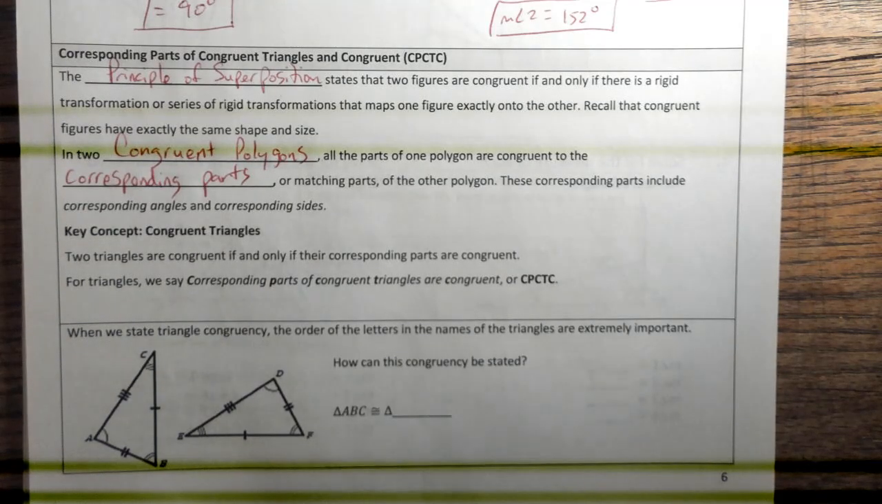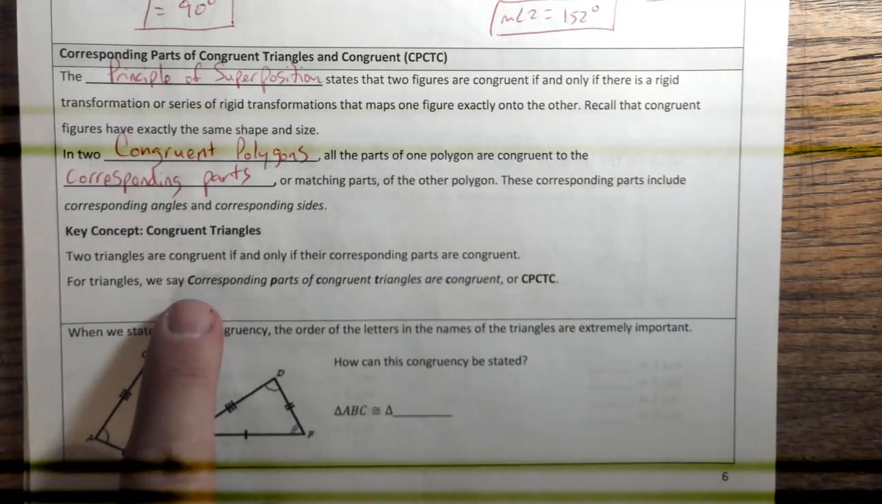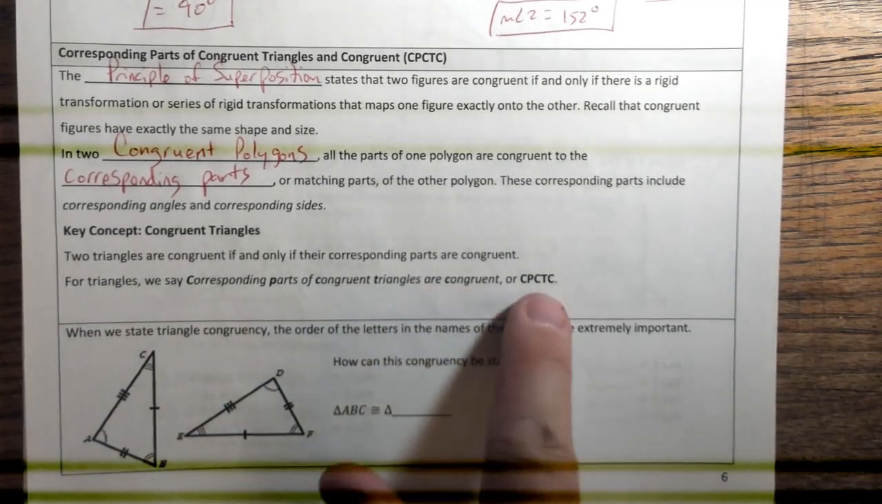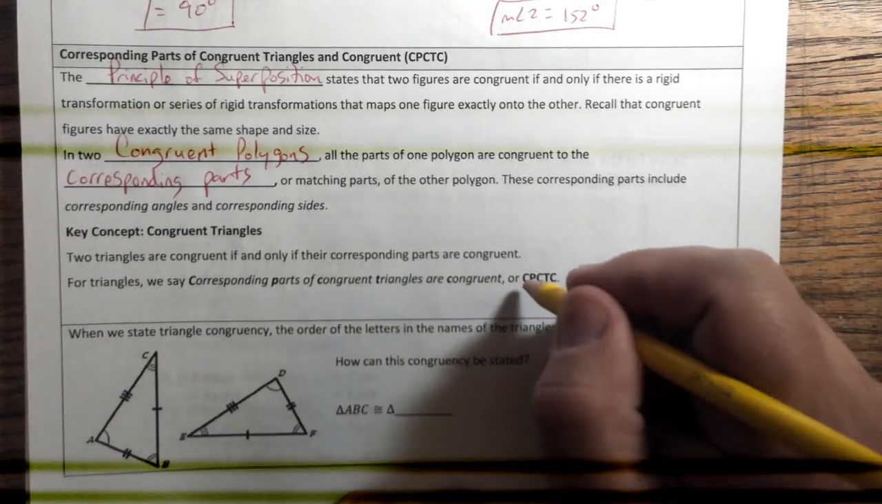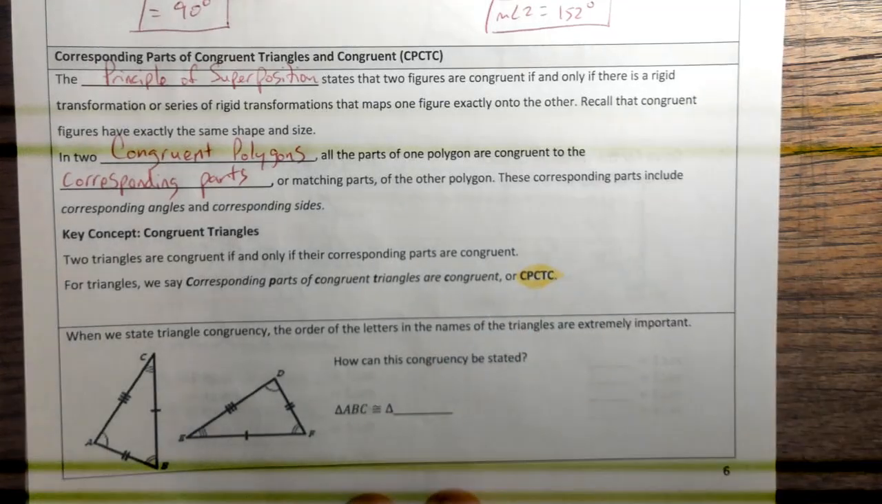Key concept, congruent triangles. Two triangles are congruent if and only if their corresponding parts are congruent. So for triangles, we say corresponding parts of congruent triangles are congruent, or CPCTC. We're going to use CPCTC a lot with proof, so I've already written it on the board. Please commit this to memory. CPCTC. Corresponding parts of congruent triangles are congruent. Because we're going to prove triangles congruent, and we're going to have other parts left, but once we prove they're congruent, the other parts are congruent as well. That's what this is telling us.